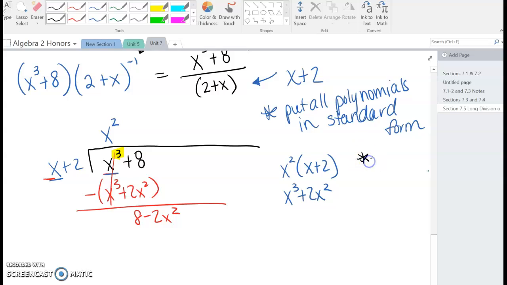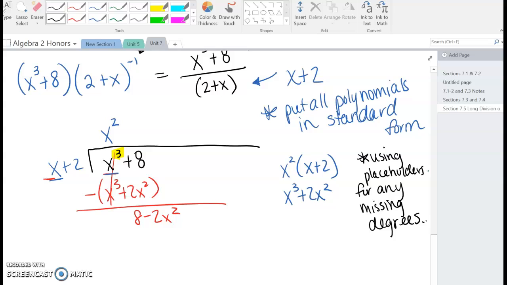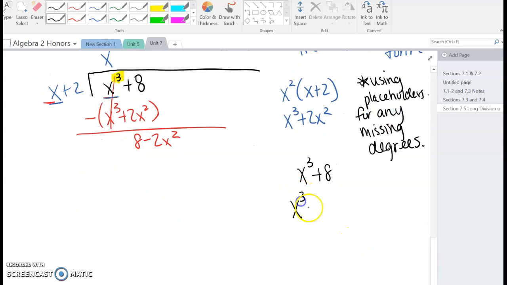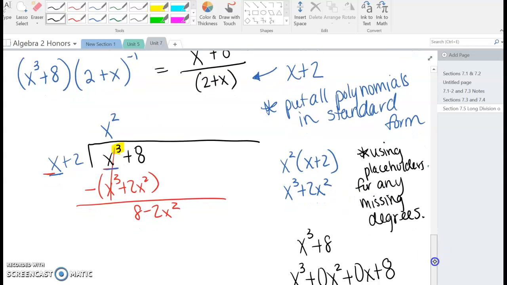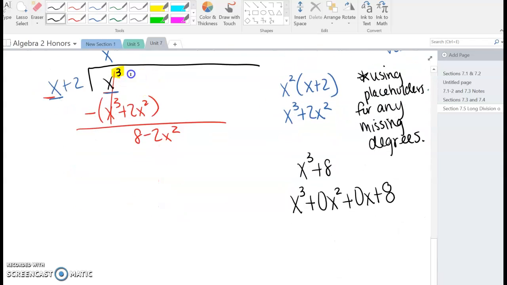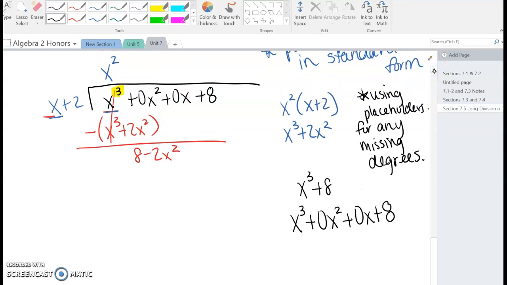We can start the problem by using what we call placeholders for any missing degree. And by missing degrees, I mean if my highest degree is 3, I should have all the degrees accounted for that are below 3, right? So x cubed, I should have x squared accounted for, I should have x accounted for, and then the constant accounted for. Okay, so what I'm going to do is take x cubed plus 8, and expand it to be x cubed plus 0x squared plus 0x plus 8, so that all of my placeholders are accounted for. So I'm not missing that x squared term or that x term.